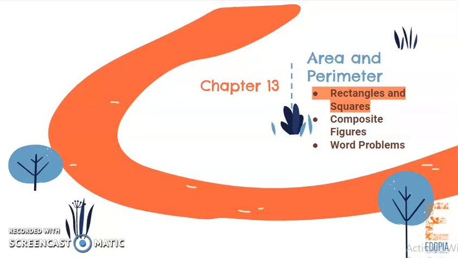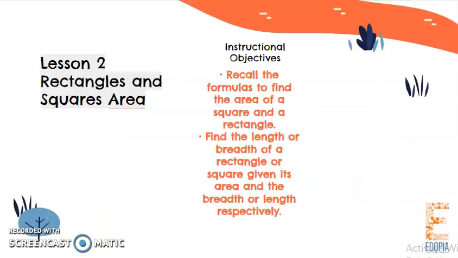In this chapter, we will be talking about two shapes, rectangles and squares. Our objectives are to recall the formulas to find the area of a square and a rectangle, and find the length or breadth of a rectangle or square given its area.